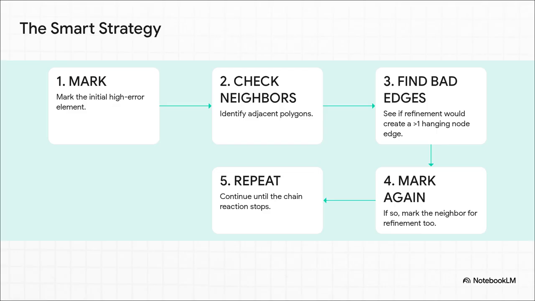It's so smart, it's almost funny. First, you mark the polygon with a high error, just like before. But, and this is the genius part, before you do anything, you check its neighbors. If splitting that first one is going to break the one hanging node rule for its neighbor, you just go ahead and mark the neighbor for refinement too. It sets off this little chain reaction that automatically figures out everyone that needs to be refined to keep the mesh healthy. It's proactive. It stops the problem before it can even start.